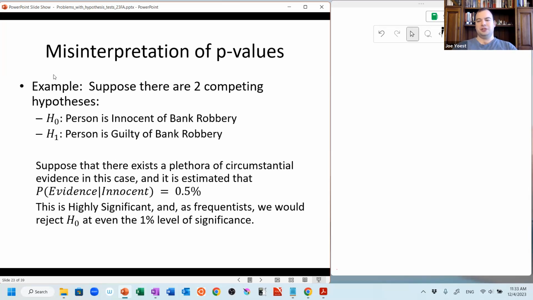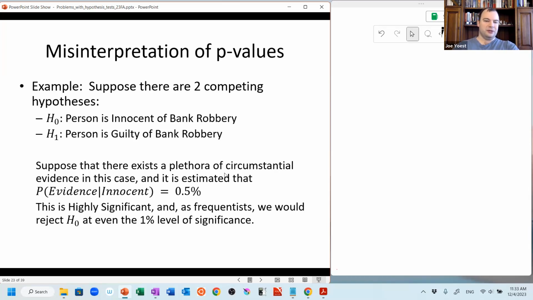So let's work through an example on this, because I think this is an important thing to talk about in some detail. Suppose we have two competing hypotheses, as, let's say, the jury: the person is innocent of bank robbery, and the person is guilty of bank robbery. Let's suppose that things are well enough defined that we can determine whether somebody's innocent or guilty if we had all the information.